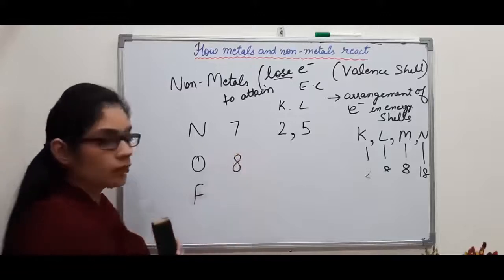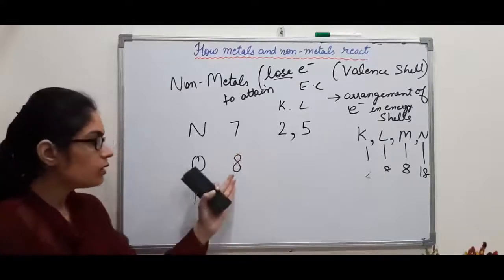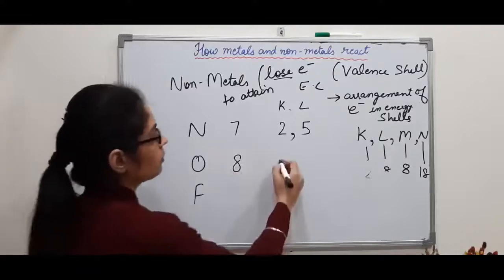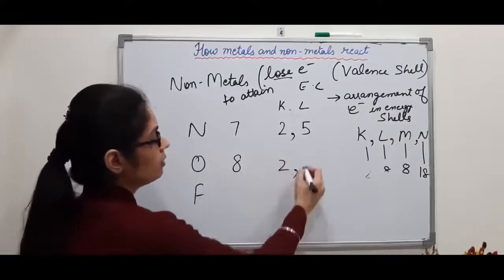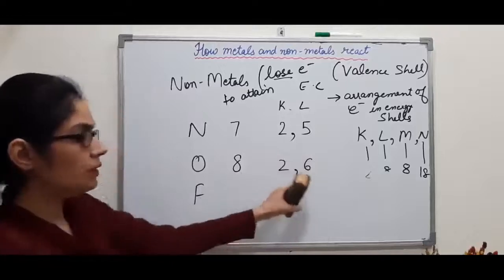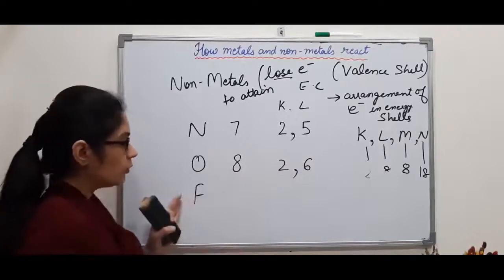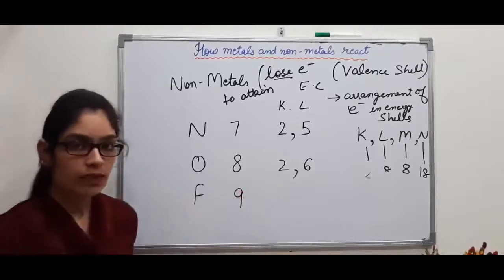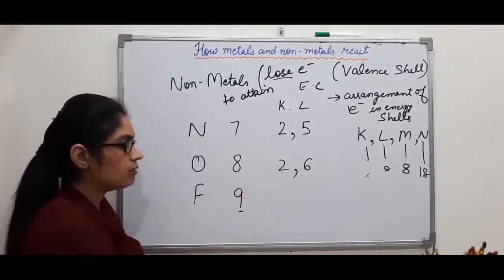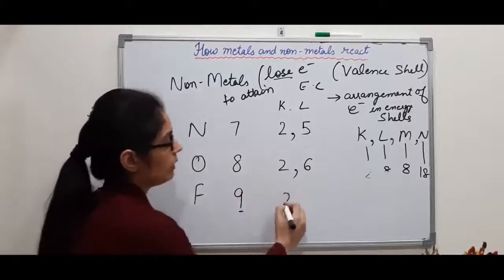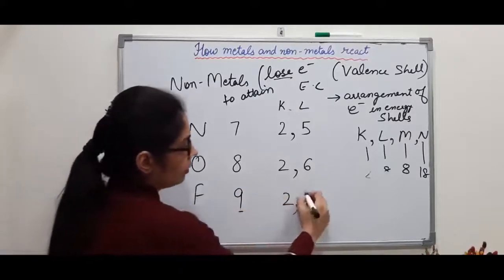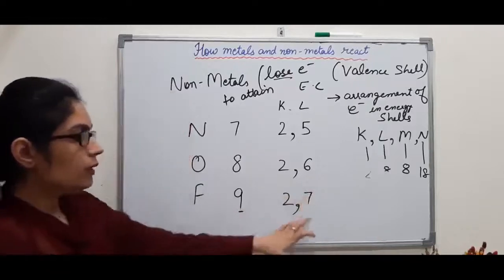Atomic number of oxygen is 8, which means 8 electrons are there. So let's write the electronic configuration: 2, 6. 2 plus 6 is equal to 8. Fluorine, atomic number of fluorine is 9, which means number of electrons in fluorine is equal to 9. So let's write the electronic configuration: 2 and 7. 2 plus 7 is 9.